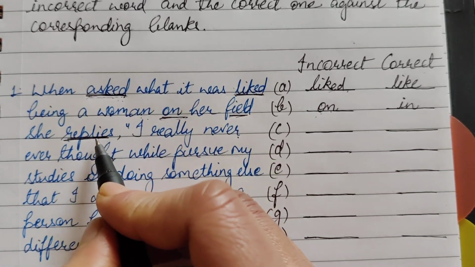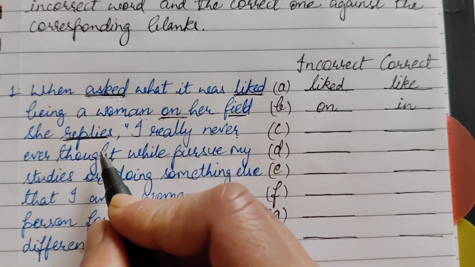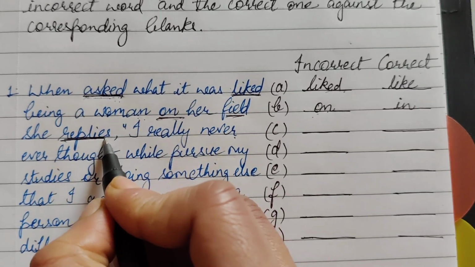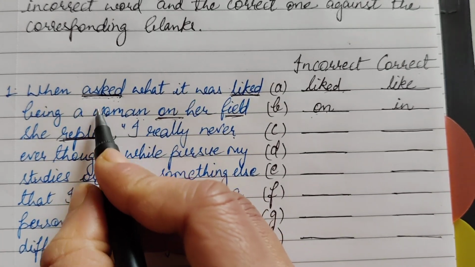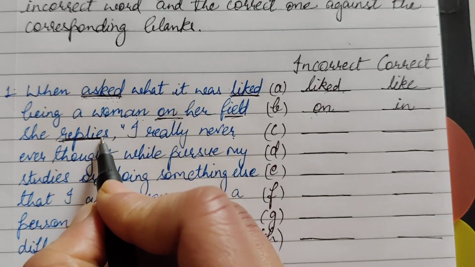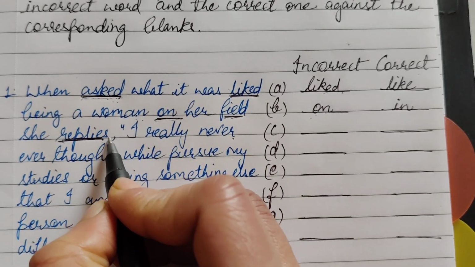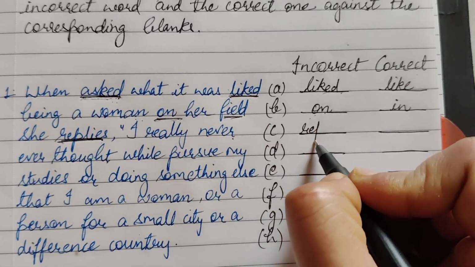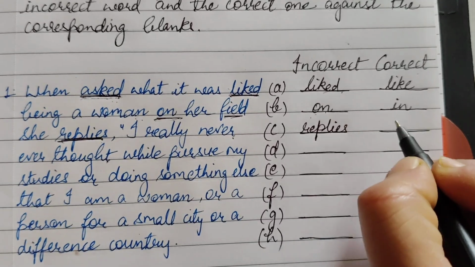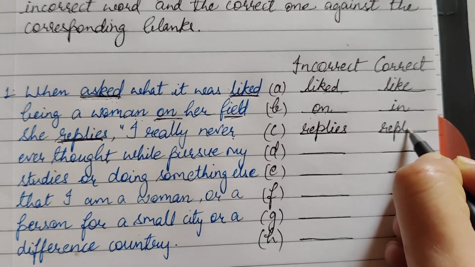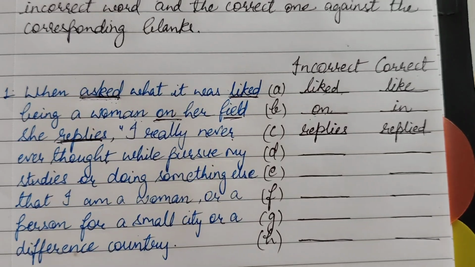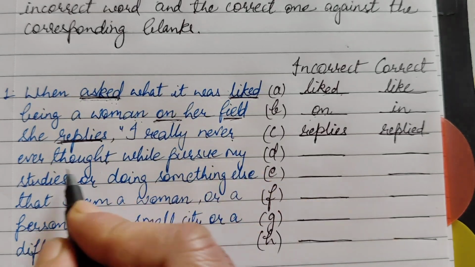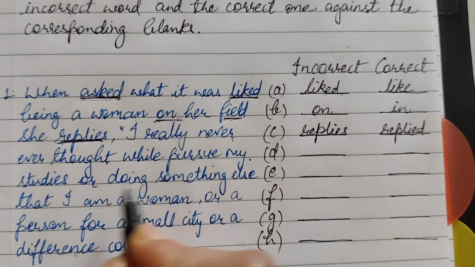Okay, and when do we use verb's first form? We use the first form in the simple present tense. Here we are not using simple present tense, but simple past. So this "replies" is incorrect, and in place of replies we will use "replied". So I will write replies here, and I will write replied in the line of the correct word. Okay, so she replied, I really never ever thought while pursue my studies.